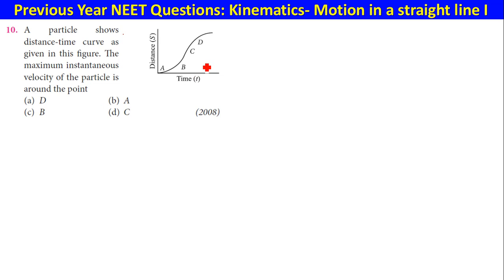Obviously it's not definitely the correct answer, because at D the slope is getting almost saturated, at A it is just starting, and B is also just ramping up, but at C it is actually really high. Okay, so C is the correct point where maximum instantaneous velocity can be observed. So option D is correct. Option D and point C.